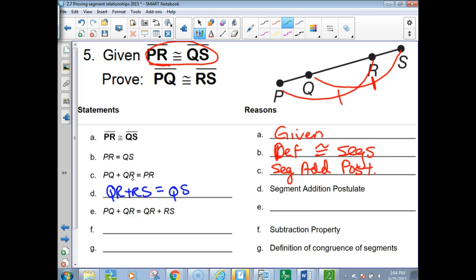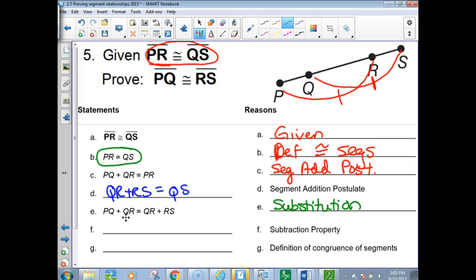Now, here's what they're doing. They already have PR equal to QS. We have PR and QS right here equal to something else. So they took these two and set them equal because they made a substitution for equal things to make a new equal things statement, basically.